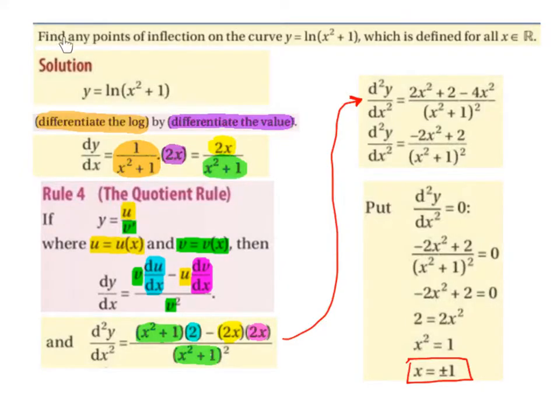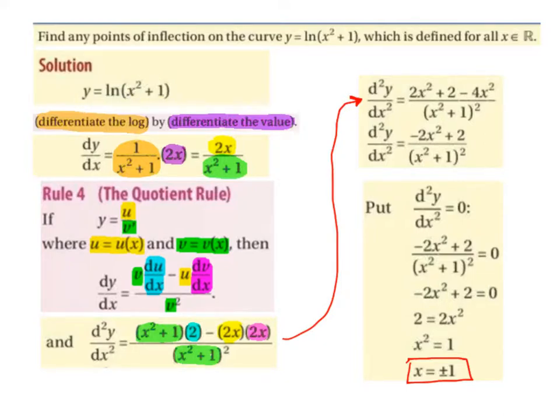Example, find any points of inflection on the curve y equals the natural log of x squared plus 1, which is defined for all x values elements of the real number set. So we have y equals the natural log of x squared plus 1.